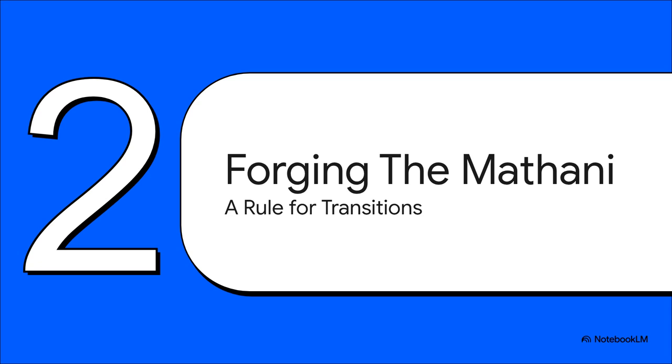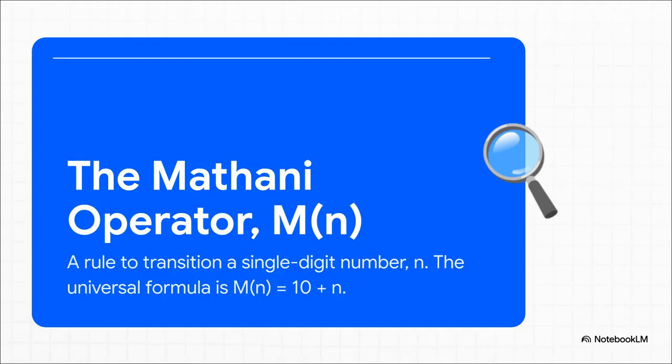The first tool we're going to add to our architect's blueprint is something called the Methonic operator. The whole point of this tool is to create one single, consistent rule for how numbers can transition from one state to another. No more guessing. And you know what? The rule they came up with is so simple, it's beautiful. The Methonic operator, or M of n, is just 10 plus n. That's it. So M of 3 becomes 13. M of 7 becomes 17. All of a sudden, we have this crystal clear, universal formula that works the same way for every single digit number. The guesswork is officially gone.